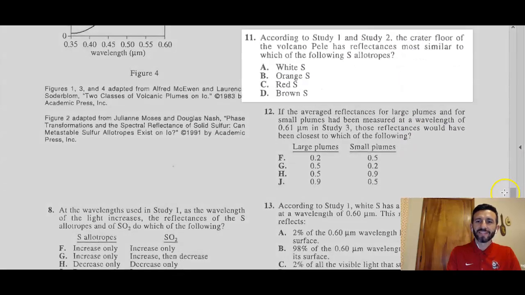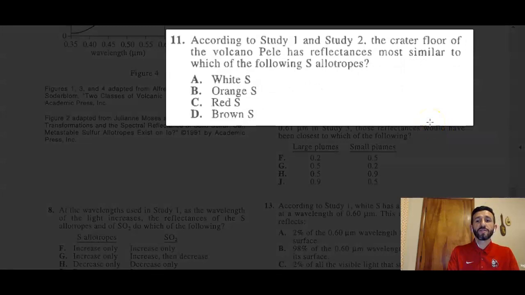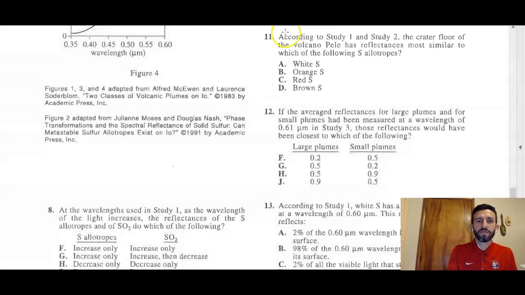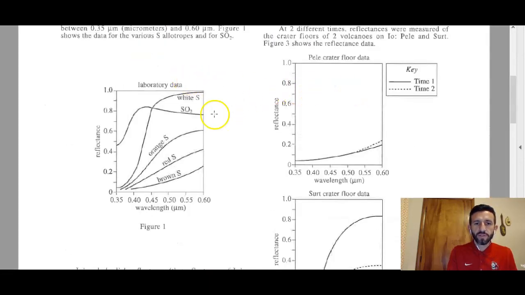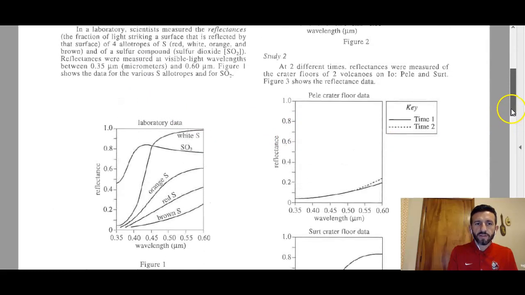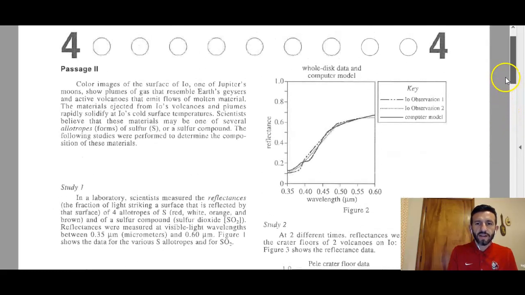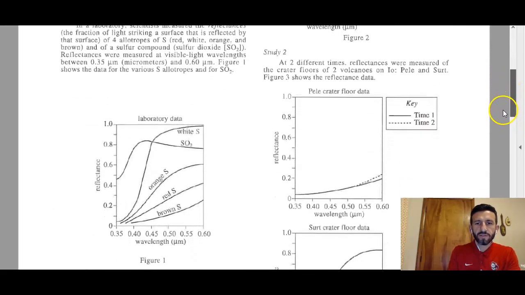Let's look at number 11. According to studies 1 and 2, so I got to pay attention to 2 different things. The crater floor of the volcano Peale, I guess that's how you say that, doesn't really matter, has reflectances most similar to which of the following sulfur allotropes? So I got to look for something on volcano Peale. Studies 1 and 2. So when I look at the graphs, so the left side here I got study 1, and then part of study 1 on top, and then study 2 down here.